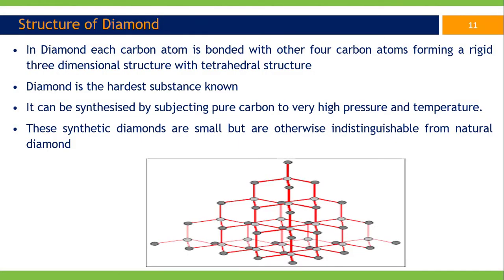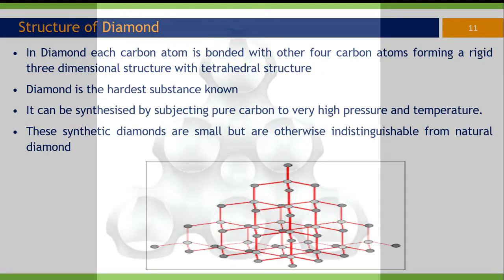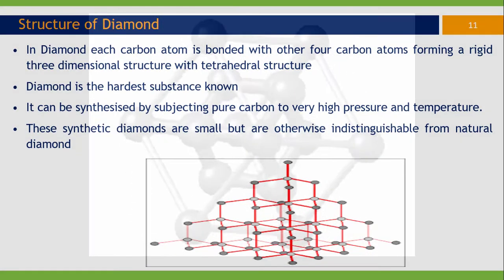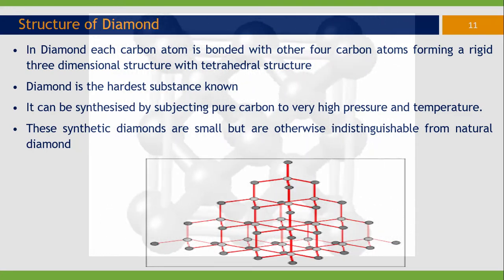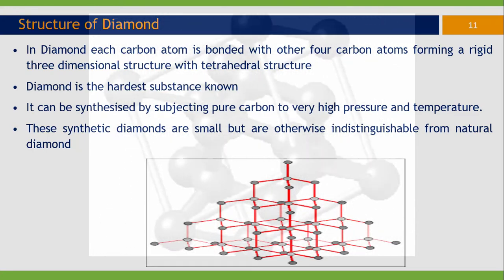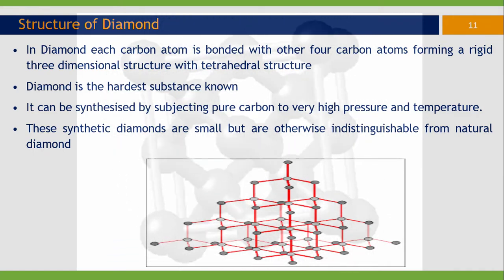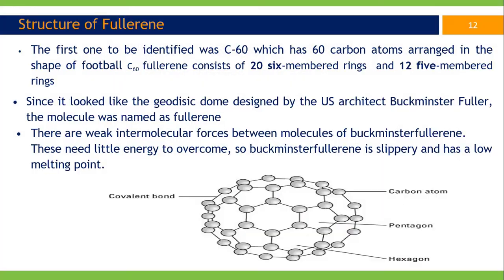Next, the allotrope of carbon is diamond. Structure of diamond. In diamond, each carbon atom is bonded with four other carbon atoms, forming a rigid three-dimensional structure with tetrahedral geometry. Diamond is the hardest substance known. It can be synthesized by subjecting pure carbon to very high pressure and temperature. These synthetic diamonds are small but are otherwise indistinguishable from natural diamond.